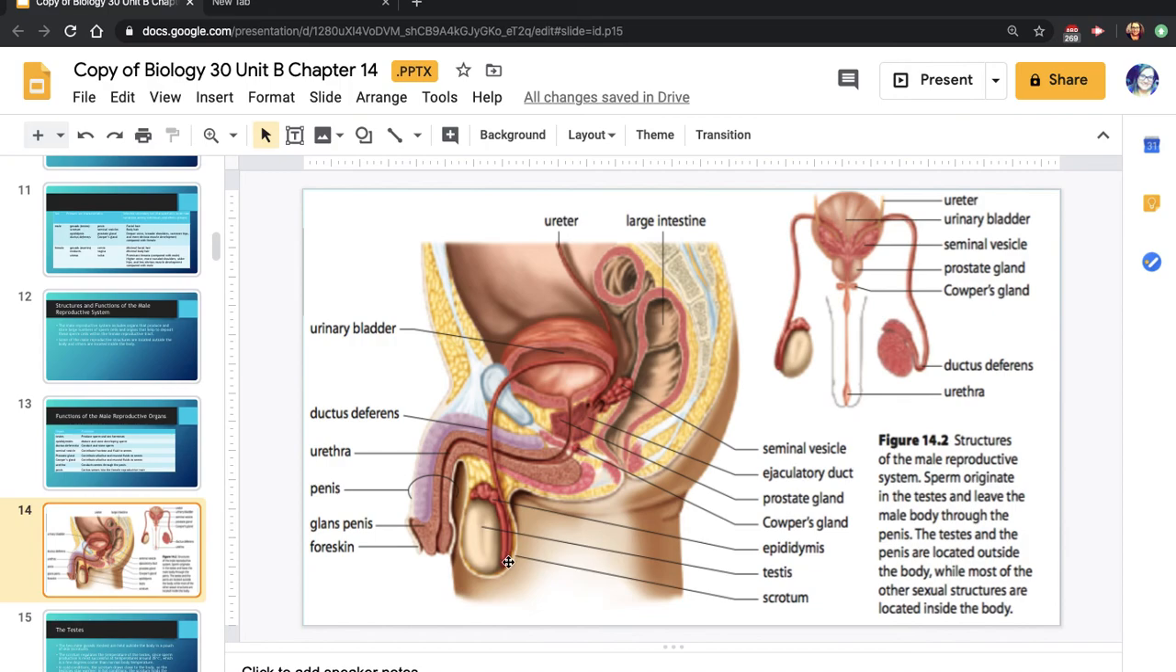So this little red part, that's known as the epididymis, and it's stored there to mature, get ready for when it's ready to leave the male. So it's maturing here, great. Then when it's ready to leave, the sperm will leave the epididymis and follow this tube. This tube is known as the ductus deferens or vas deferens. It goes all the way over here.